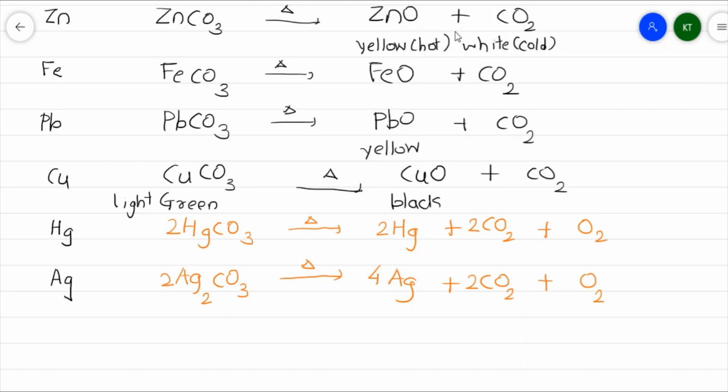So this is about the decomposition of metal carbonates. The carbonates of sodium and potassium are stable to heat. The carbonates from calcium till copper, when heated, give you the corresponding metallic oxide and carbon dioxide. Whereas the carbonates of mercury and silver, when heated, give me the corresponding metal, carbon dioxide and oxygen gas.